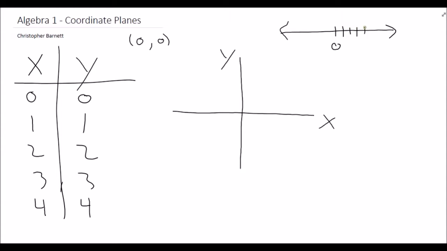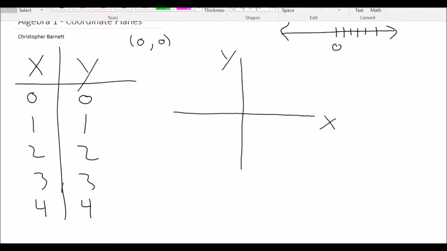1, 2, 3, 4, and 5. That's pretty simple. Let's see if I can... Okay. I'm going to do this with my mouse. Okay. So that's 5. Alright.